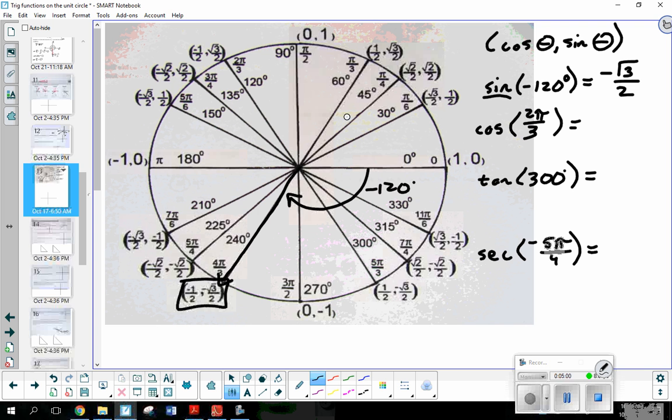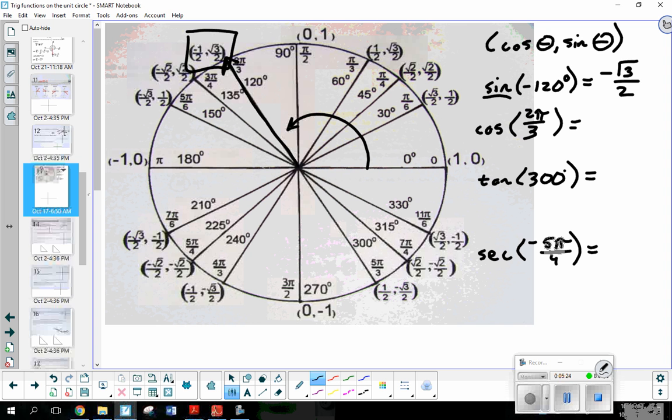Okay, well, let's try another one. Let's say cosine of 2 pi over 3. Well, what quadrant is 2 pi over 3 in? It's in the, what, Philip? Second quadrant. So if I started here, it's positive, so I'm going to rotate counterclockwise. Well, here is 2 pi over 3, so that's my terminal side. All right. Well, the ordered pair I have at that location is negative 1/2, square root of 3 over 2.